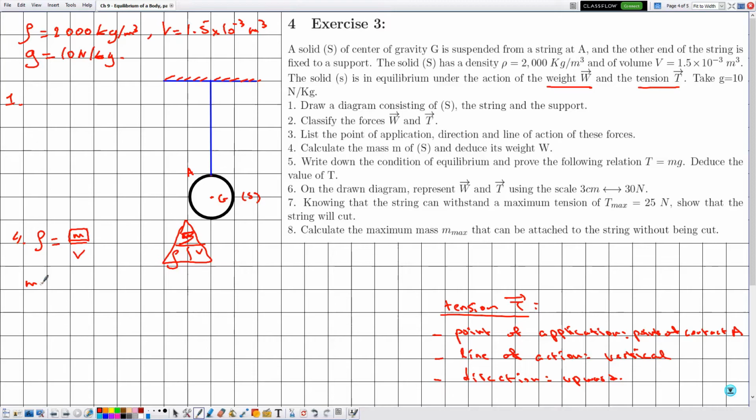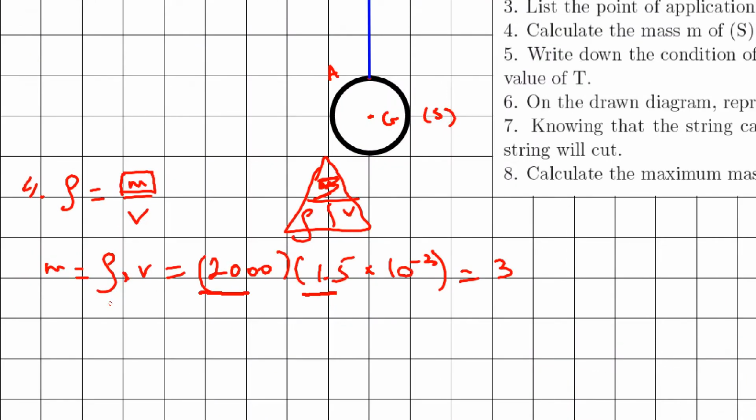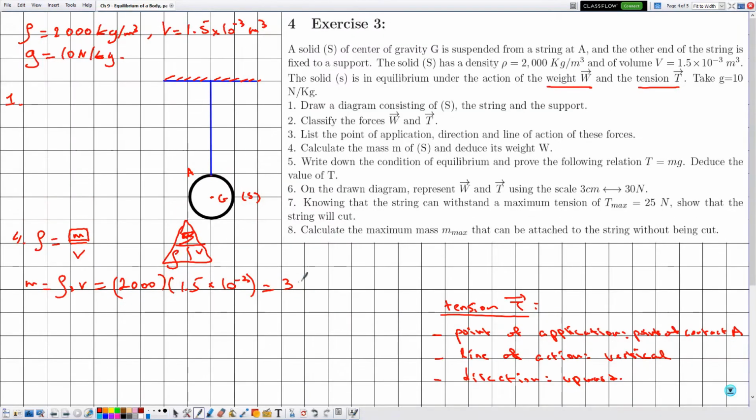Then m is given by rho multiplied by v. The value of rho is given by 2000, and the value of v is given by 1.5 times 10 to the power minus 3. Plugging this on the calculator, the value of m is given by 3. Since both rho and v are expressed in the SI, the value of m will be in the SI, which is kilograms. Then the mass is given by 3 kilograms.